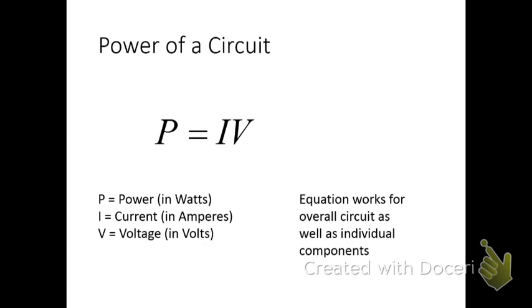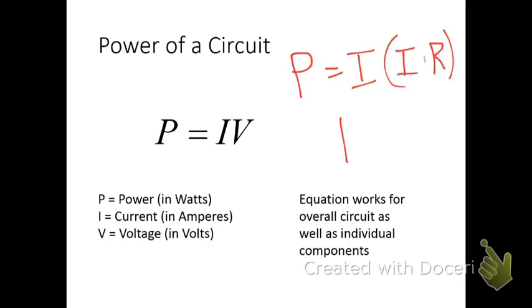We talked a bit about power of a circuit. Power is just current times voltage. Now don't forget, you can always throw Ohm's law into this as well and say power is current times, well, voltage is current times resistance. So I could also write power as I squared R if I didn't have the voltage.